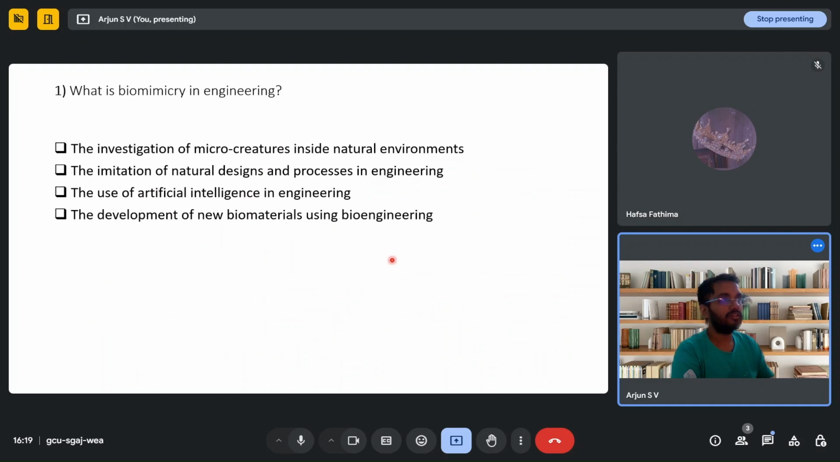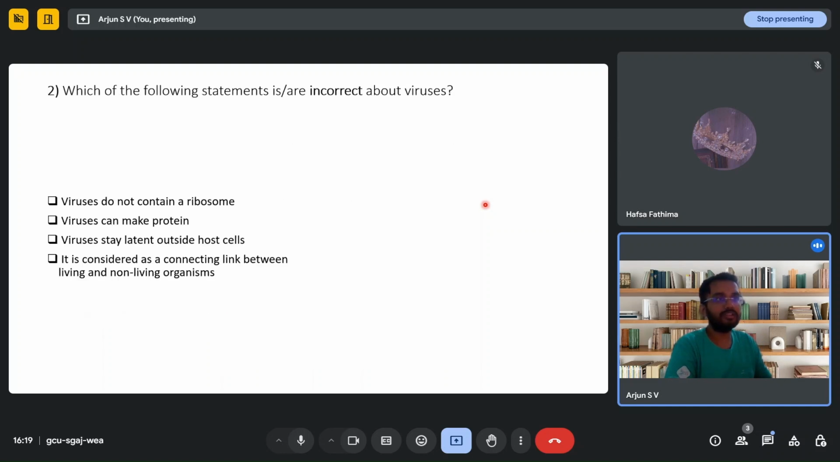Yeah. So I'll just go over the answers once again quickly. So first question is, what is biomimicry in engineering? So the answer is the imitation of natural designs and processes in engineering. Option number two.